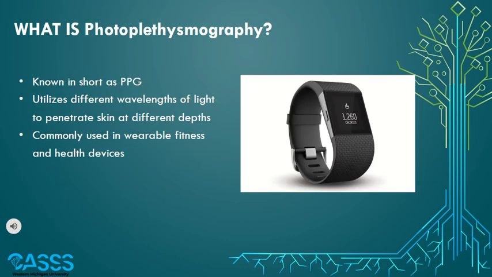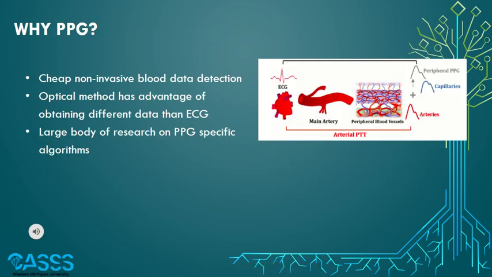PPG is short for photoplethysmography. PPG sensors use light transmitters and light sensors to measure changes in light absorption. From wearable fitness devices to hospitals, PPG sensors are used to find cardiovascular metrics in individuals. Why did we choose PPG? PPG sensors are non-invasive, which means no blood samples are needed. Placing the sensor on the skin is all that's needed. Also, optical methods pick up different blood characteristics that are more advantageous than electrocardiography. In addition, there is an abundant amount of research on PPGs that allows us to optimize our analysis algorithms.